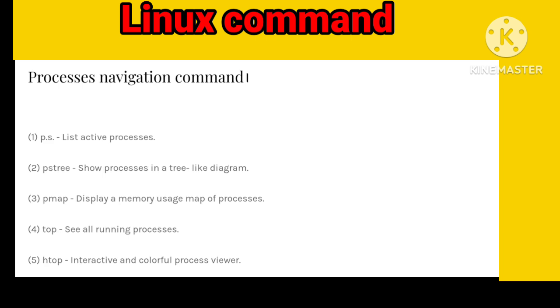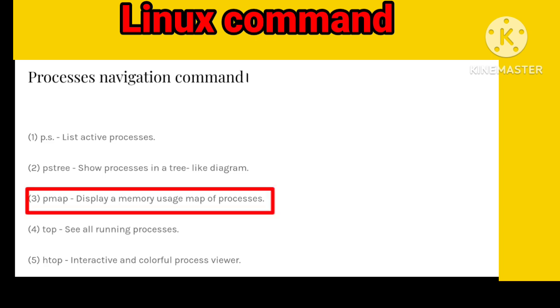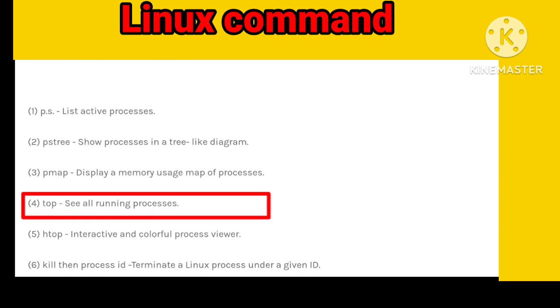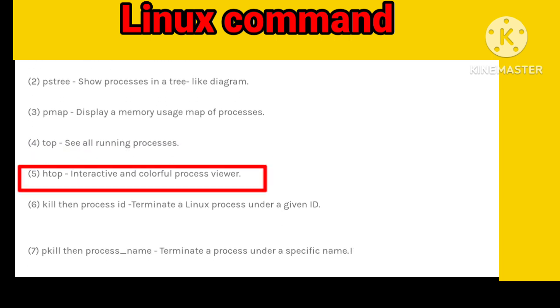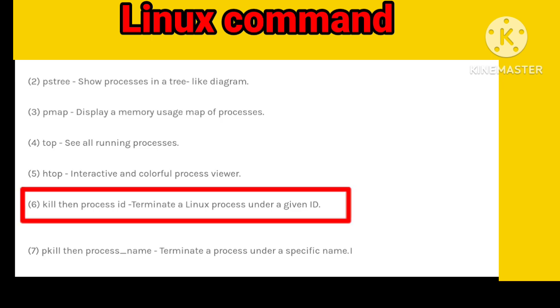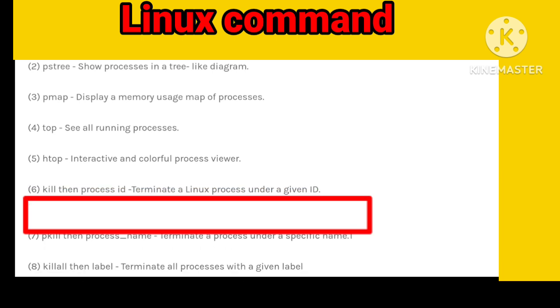थर्ड, pmap डिस्प्ले ए मेमोरी यूज मैप ऑफ प्रोसेस। फोर्थ, top सी ऑल रनिंग प्रोसेस। फिफ्थ, htop interactive and colorful process viewer. Sixth, kill and then use process id, terminate a linux process under a given id.